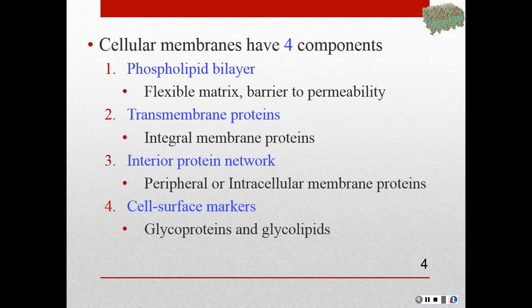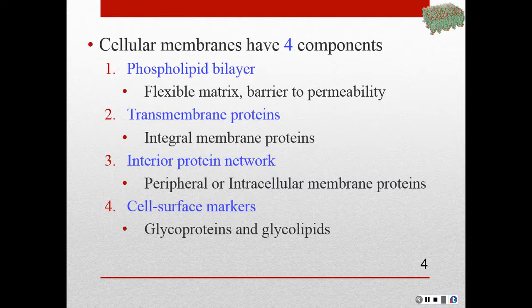Now when we look at the cellular membrane, it has four compartments. It has your phospholipid bilayer, which we briefly talked about. That's a flexible matrix, and its barrier is permeable. That means it will allow things in. When we look at the transmembrane protein, it is a major component of every membrane, and it extends through both sides of the membrane. They have a hydrophobic region that's embedded within the membrane and a hydrophilic region that will project from both sides of the bilayer.